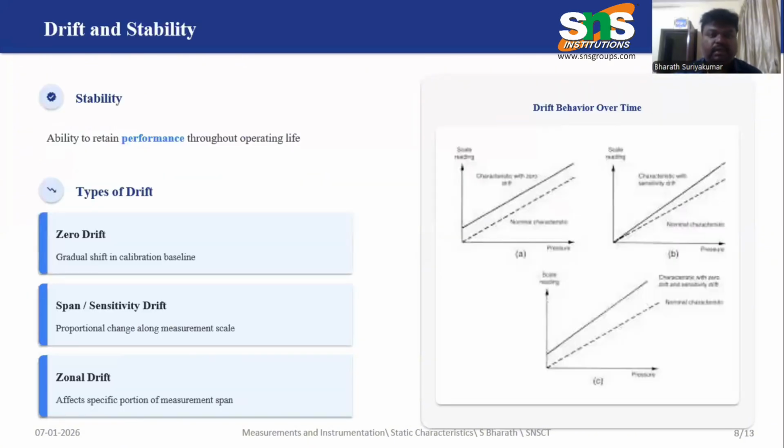Stability. Stability is the ability of the system to perform throughout its operating life. There are various types of drifts: zero drift, span or sensitivity drift, and zonal drift. Zero drift is a gradual shift in the calibration baseline. Span or sensitivity drift is a proportional change along the measurable scale. Zonal drift affects a specific position or portion of the measurement span. We can see on the right side the various drift behaviors over different time periods.